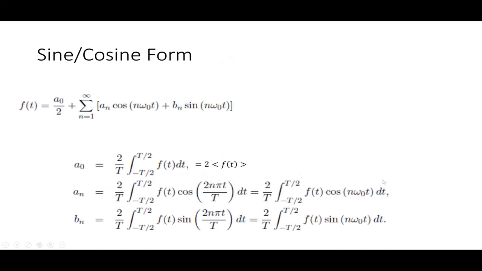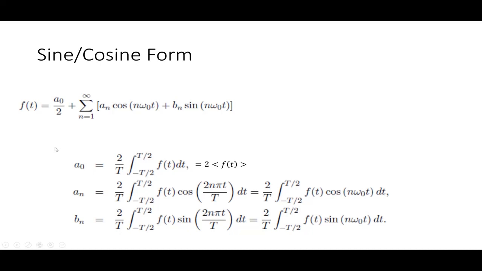Now where this gets confusing is, let's look at something like the sine-cosine version of the series. Notice the way they've written A0 here. They've said A0 equals 2 over T times the integral over a period. Well, that is 2 times our definition of the average. So because of the way they've defined this equation, they've defined A0 to have twice the value of the average of the function.